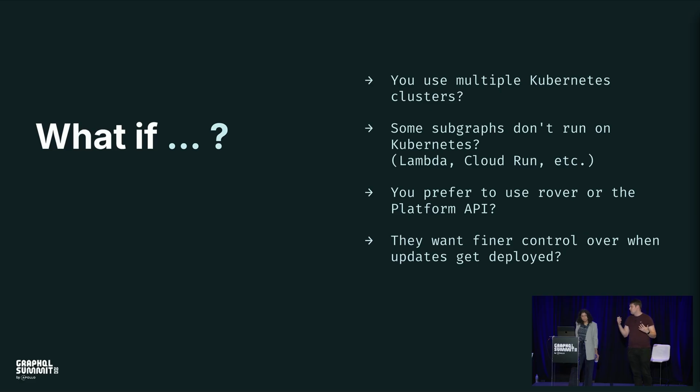What if you have multiple Kubernetes clusters? Or what if all your subgraphs don't actually run in Kubernetes? You run some of them in Cloud Run, some in Lambda, some on Nomad. I don't know why you would, but you could. There are many options. Or what if you have to use Rover or the platform API for some reason? Or what if you need fine-grained control over when deployments actually happen?